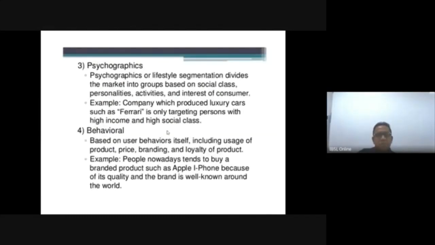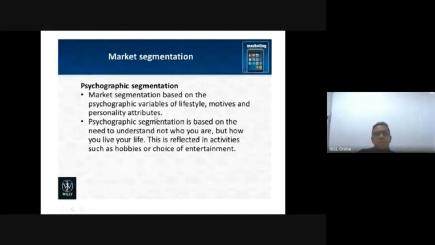Psychographic segmentation we went through. Psychographic segmentation is about segmenting the market based on lifestyle, motives, and personality attributes. You know, there are some people whose lifestyle is totally different from ours. They may travel abroad frequently, go to expensive places, restaurants, hotels, and spend money on nightlife. They go on safaris and off-road trips. Their lifestyles are different.